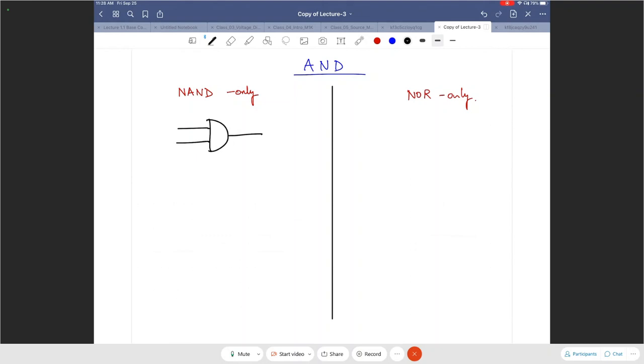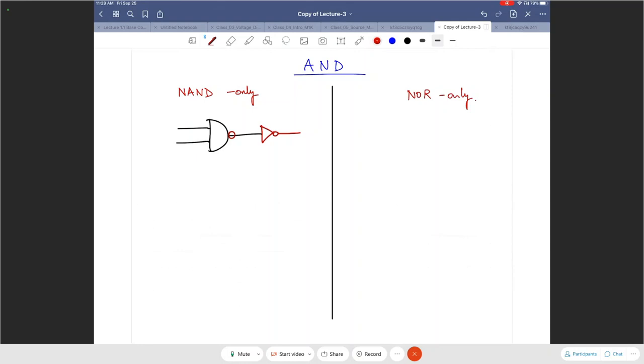Now, if I want to convert this to a NAND gate, what should I do? Well, I should try to put a bubble in front of it. So let me draw the bubble in front in red. Can I just add one bubble? No. I need to add two bubbles. So I need one bubble there, and I also need a NOT gate. So in red, I have added on top of the AND gate. What I have is one NAND, but the output of the NAND is also complemented.